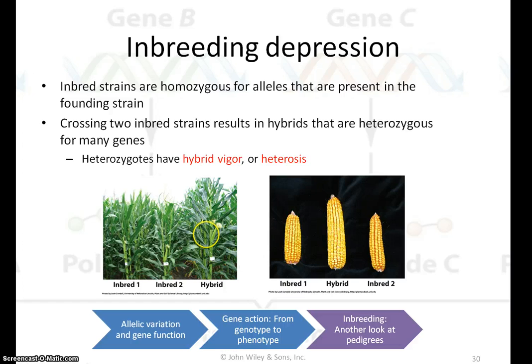And what's going to happen is that when you cross two inbred strains, so this one and this one, you find that the heterozygotes, or the hybrids shown here and here, are going to have what's called hybrid vigor. They're going to be more vigorous. That's also known as heterosis. And so when you're planting your vegetable garden and you look for seeds and you see on the seed packet that it says hybrid, that's what you want. They're going to be more vigorous plants.